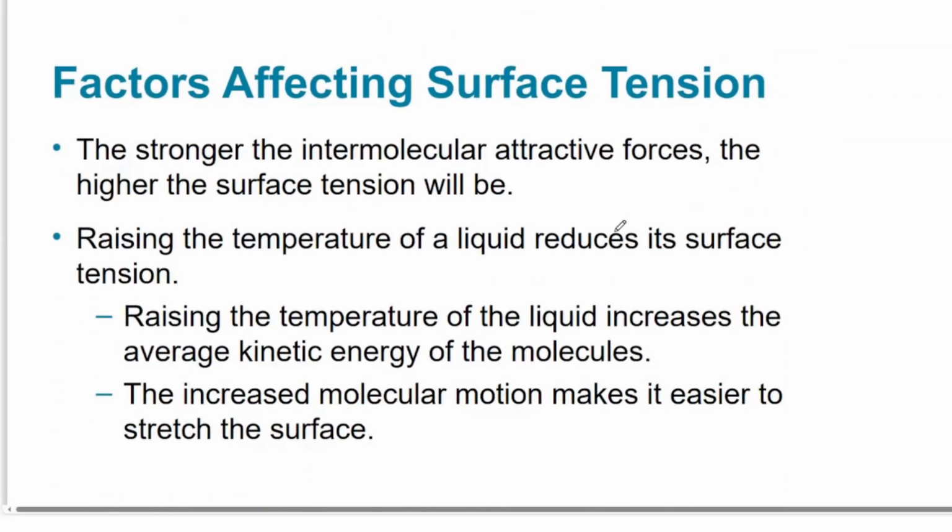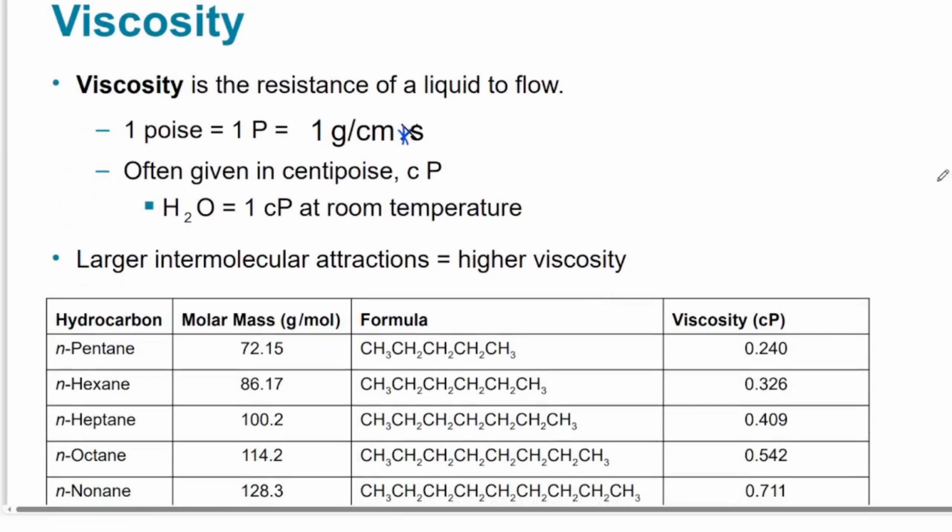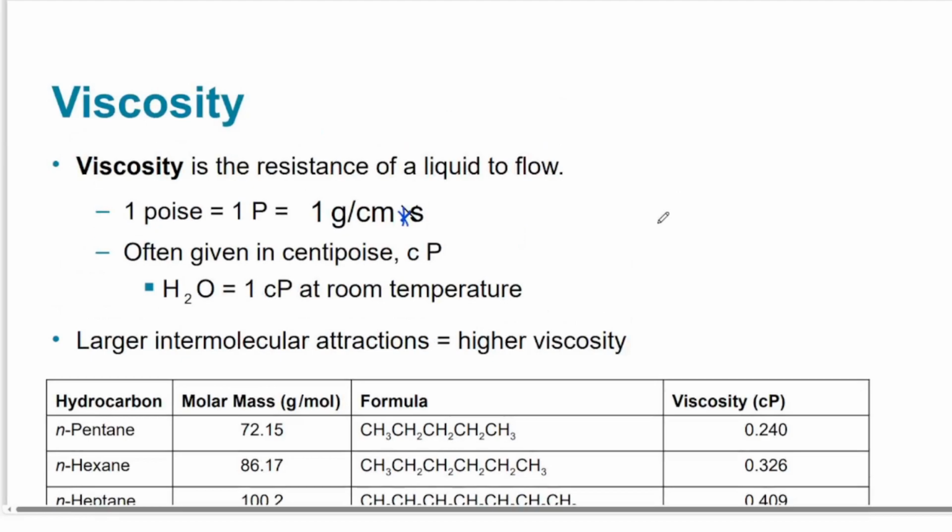The stronger these intermolecular interactions are, the higher the surface tension will be. As we saw earlier, polar molecules like water, which in fact exhibits hydrogen bonding, are going to have stronger surface tension than a molecule like benzene, having only carbon and hydrogen bonds and lacking hydrogen bonding. Additionally, raising the temperature of the liquid reduces its surface tension because the average kinetic energy of the molecules at the surface is higher, and this increased molecular motion makes it easier to stretch the surface and reduce those intermolecular interactions. The next topic we'll discuss is viscosity.